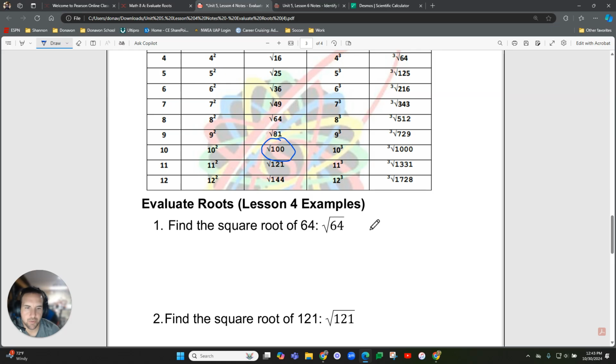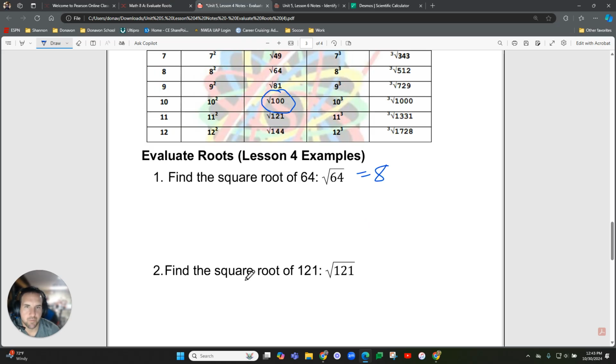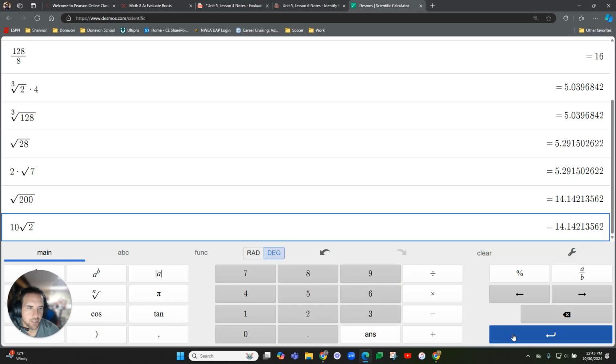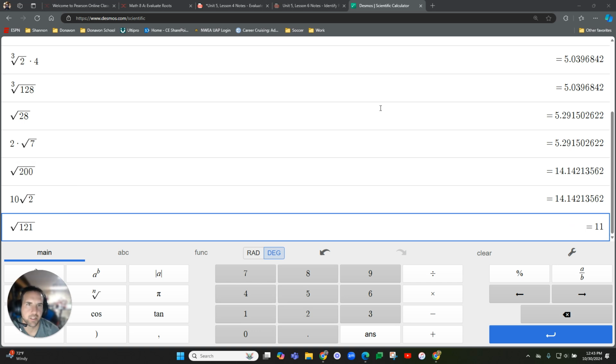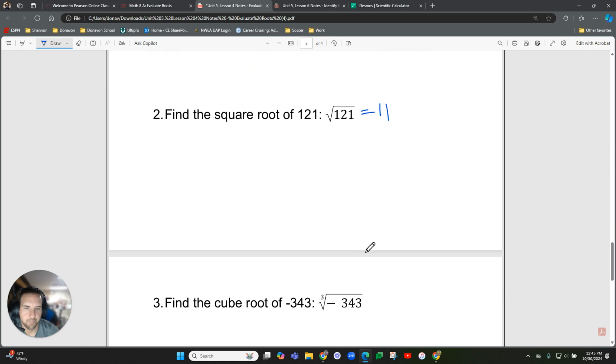All right, now we're going to go ahead and jump into evaluating roots. So for evaluating roots, this one is pretty simple. We're just looking at the square root of 64. That's 8. Square root of 121, we can see here on our chart, is 11. So again, you could use your calculator too for that. Like we could do the square root of 121 and we see that it is 11, because 11 times 11 is, in fact, 121.